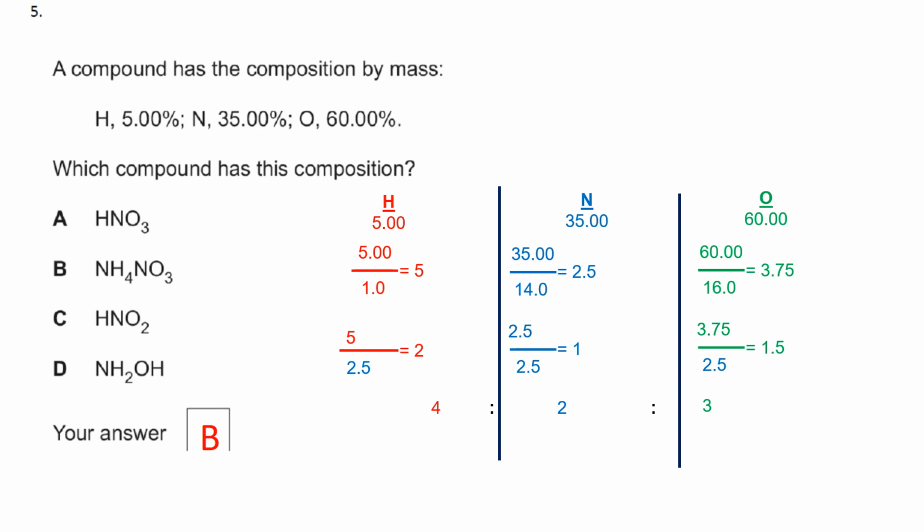So we need to find which one of those formulae has an empirical formula of 4 hydrogens, 2 nitrogens and 3 oxygens. Okay, so A is incorrect because that would be 1 to 1 to 3, so that's wrong. But B, if you group the nitrogens together, you do get 4 to 2 to 3, so that one matches. C is 1 to 1 to 2, so that doesn't match. And D, for the hydrogen would be 3, the nitrogen would be 1, and the oxygen would be 1, so it would be 3 to 1 to 1, so that doesn't match. So the only one that matches is B.